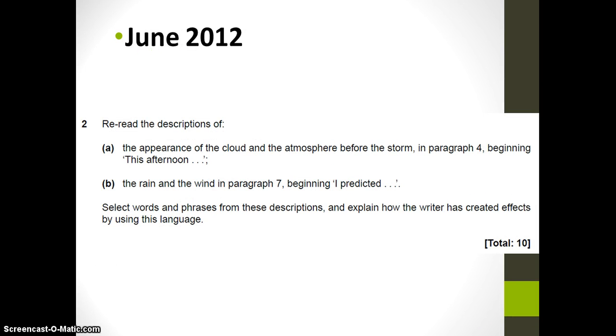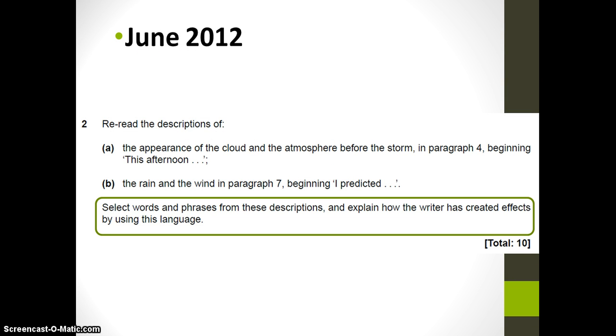Every time you are being asked this question, you will be asked to select words and phrases from the descriptions of these paragraphs and explain how the writer has created effects by using language. That is the question you'll always be asked to do, obviously focused on those 2 paragraphs. You should aim to write about a page or a detailed paragraph for part A and a detailed paragraph for part B. If you write a page for part A and only a couple of lines for part B, you're not going to be able to access the top marks because your 2 parts of this question must be balanced.